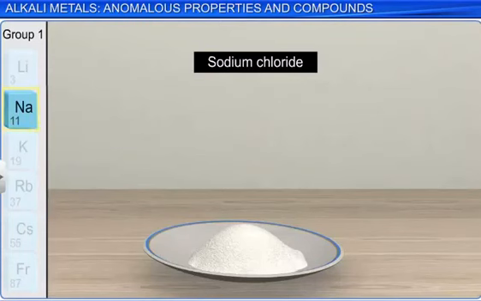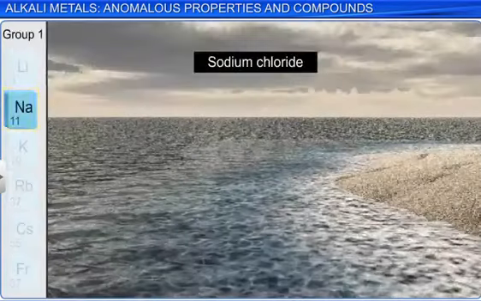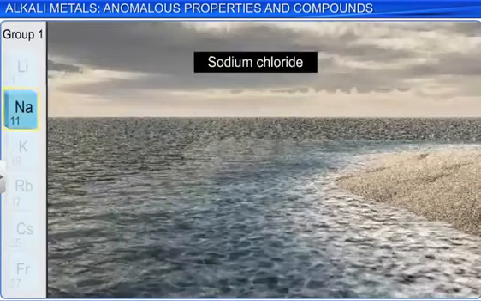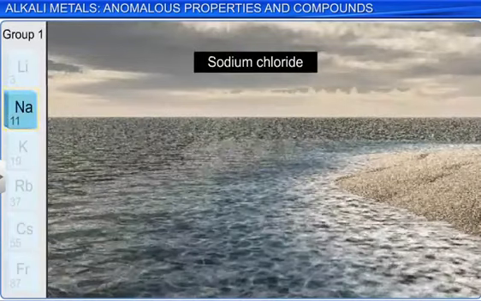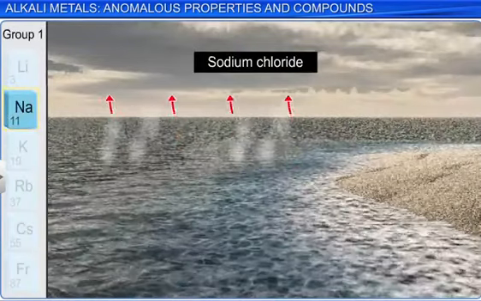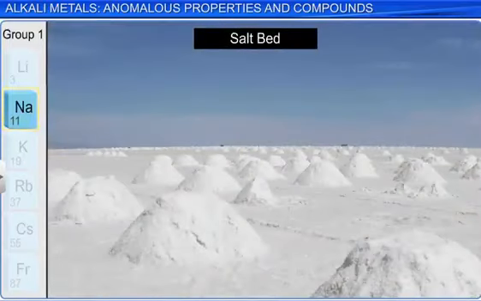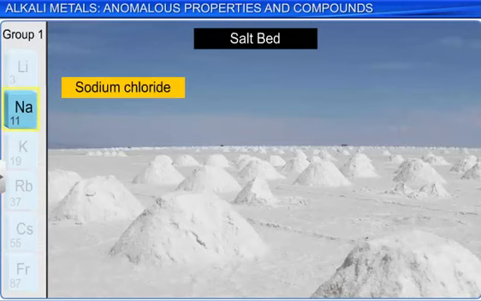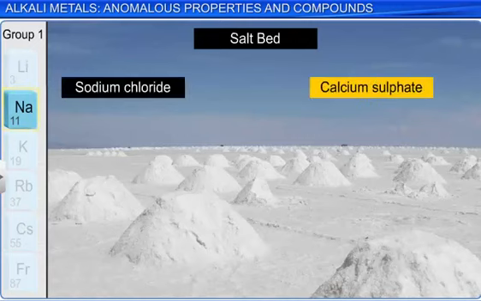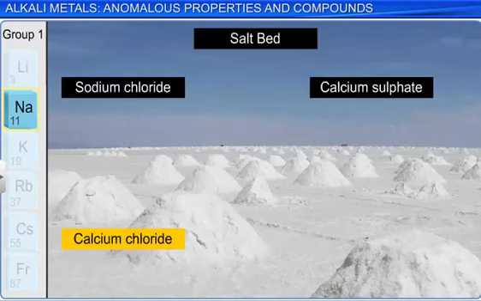Sodium chloride is another important compound of sodium. Seawater is an important source of sodium chloride. When seawater is evaporated, it leaves behind crude sodium chloride, which contains several impurities including calcium sulfate, calcium chloride, and magnesium chloride.